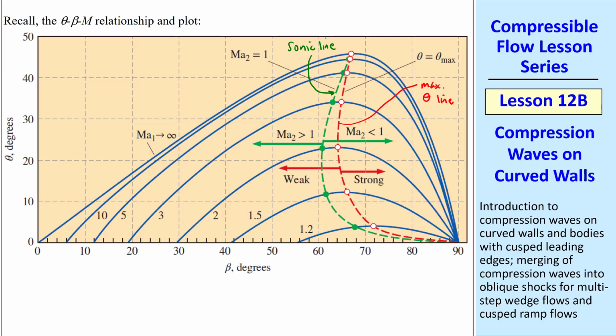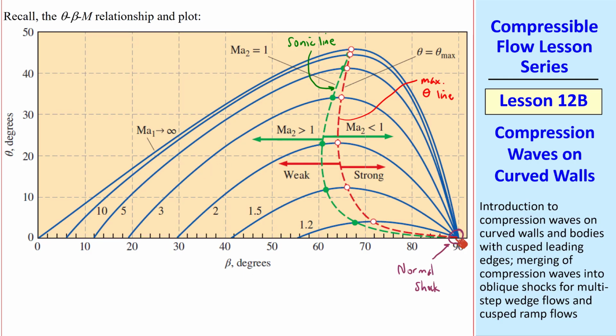For a given Mach number, let's take Mach number 3, we start at the normal shock here, where beta is 90 degrees, and as you follow along, you reach the point of maximum theta, and then continuing down, we reach a minimum beta point, which represents the weakest possible oblique shock. The normal shock is the strongest oblique shock possible.